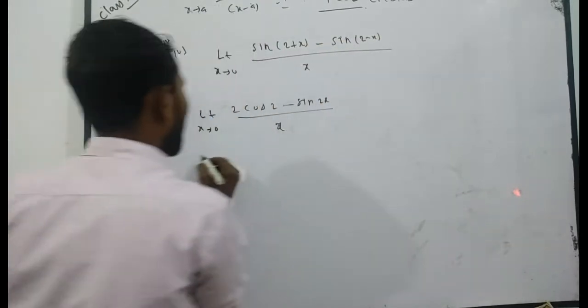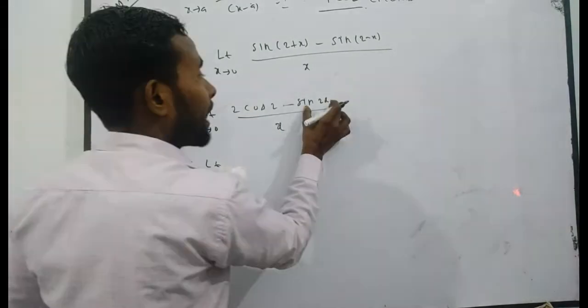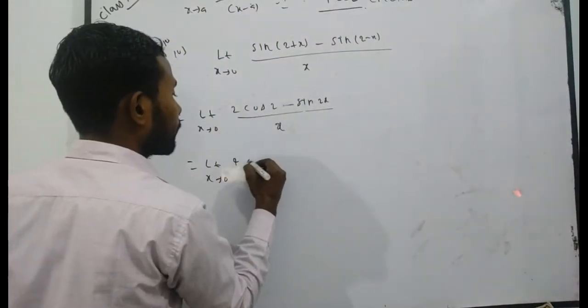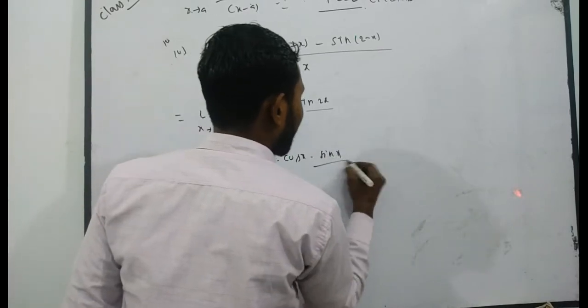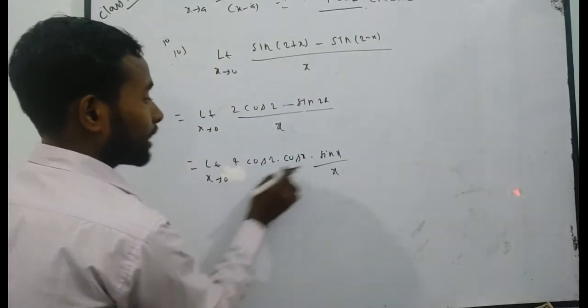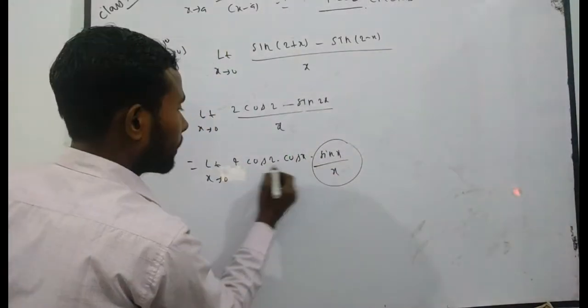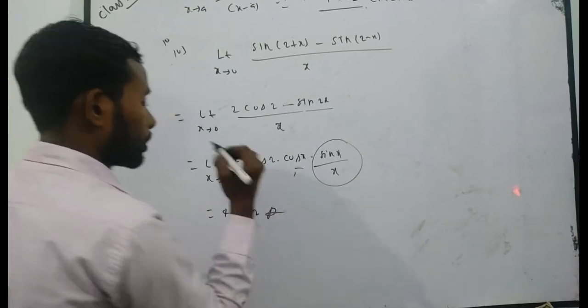This is your formula. Now, if you put limit x tends to 0, 2 cos 2 into sin x by x. Can you write 2 sin 2x equal to 2 sin x into cos x? So can you write 2 cos 2 into cos x into sin x, and there is already x given. As you know, if you put x equal to 0, it will be 1, and according to the formula it will be 1. Finally you write 4 cos 2, which is your final answer.